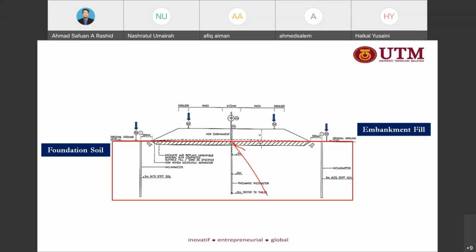For the embankment fill, here we have a settlement marker, SM, installed on the top of the slope or top of the embankment, and also at the edge of the embankment, to monitor for any vertical movement.